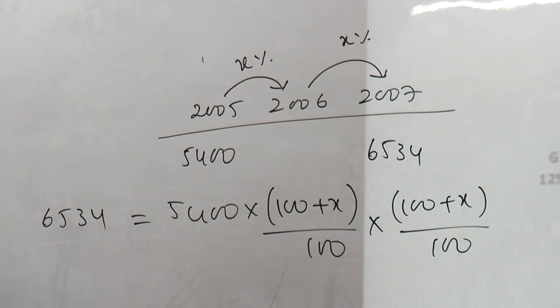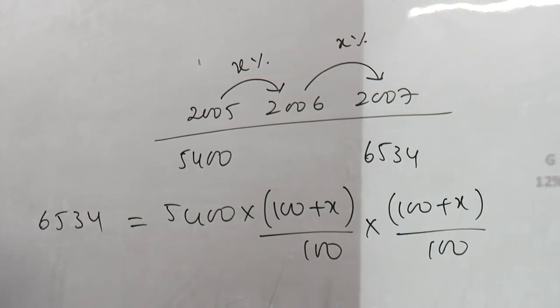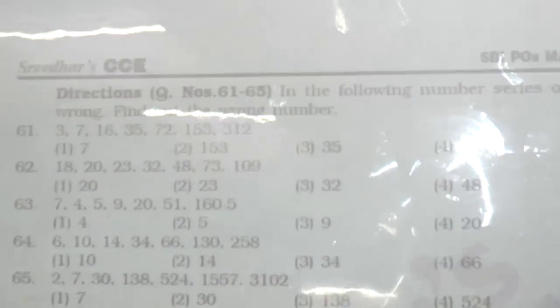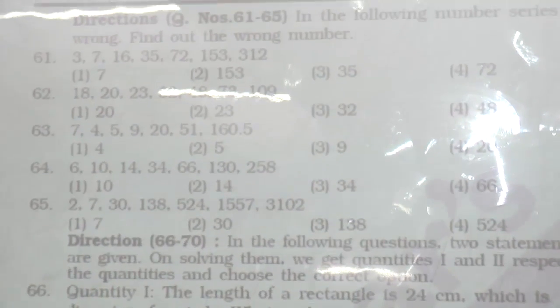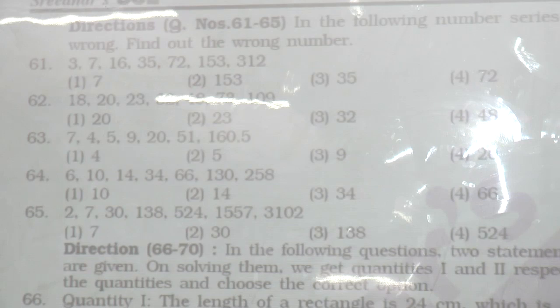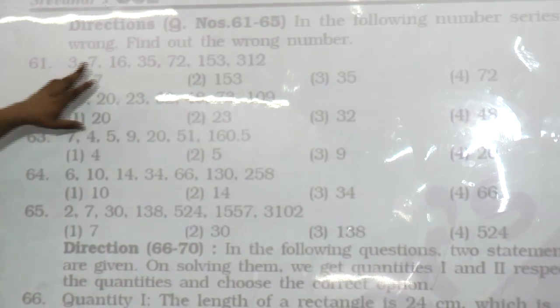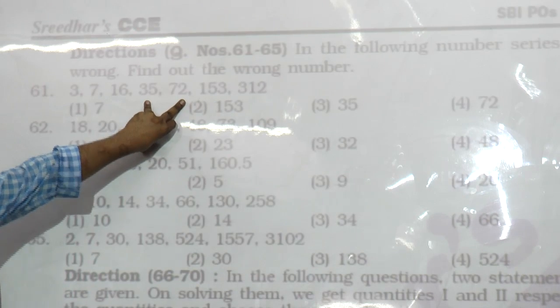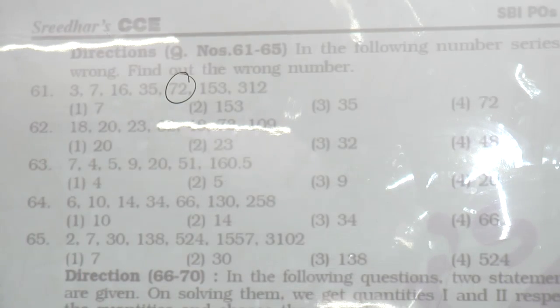Next. I think 5 are over, right? Yeah, 61. Here we go. 61 into 2 plus 1, into 2 plus 2, into 2 plus 3, into 2 plus 4 should have 74, but 72 we have.